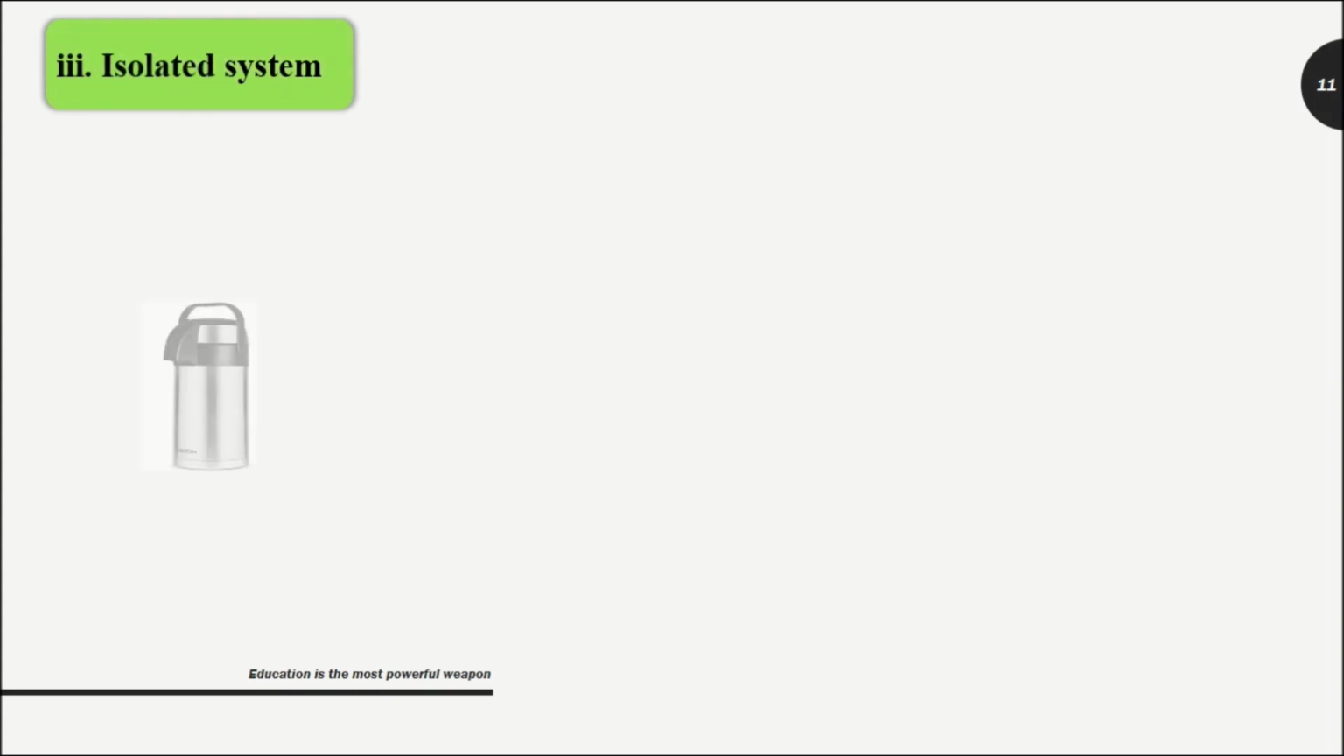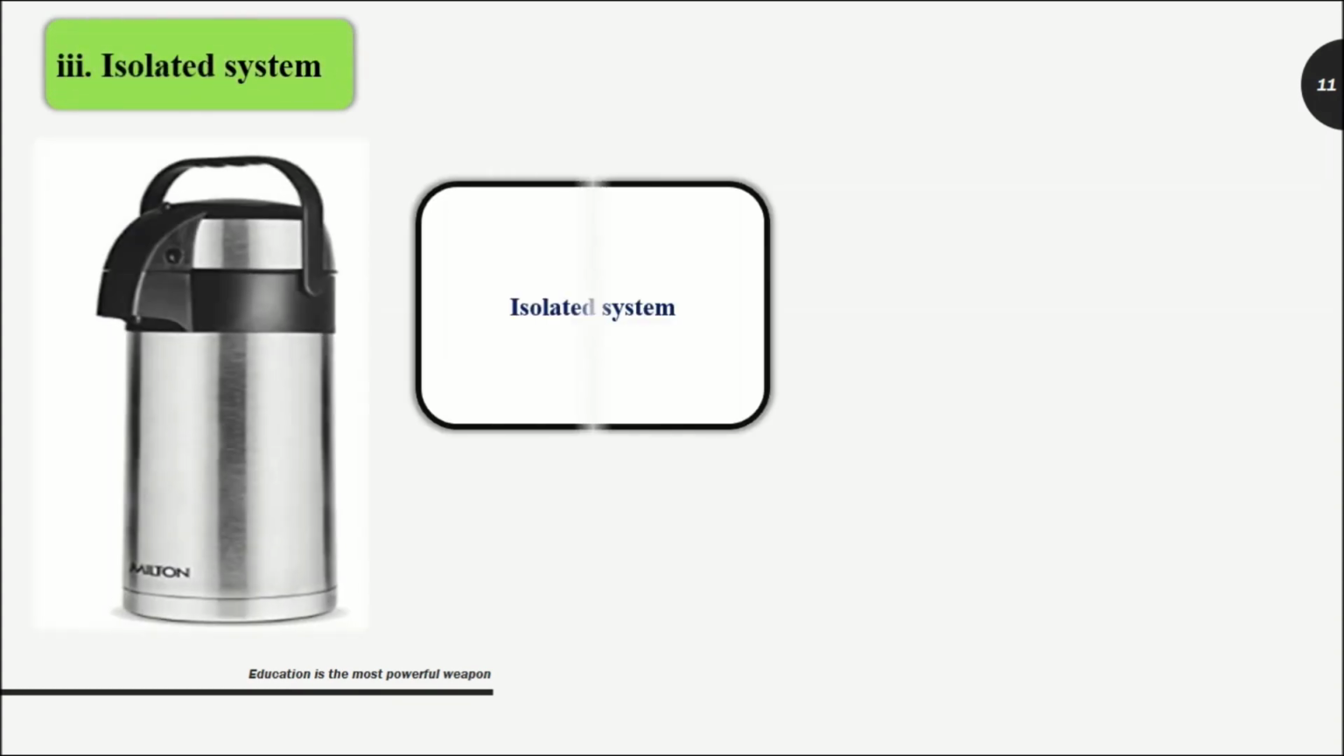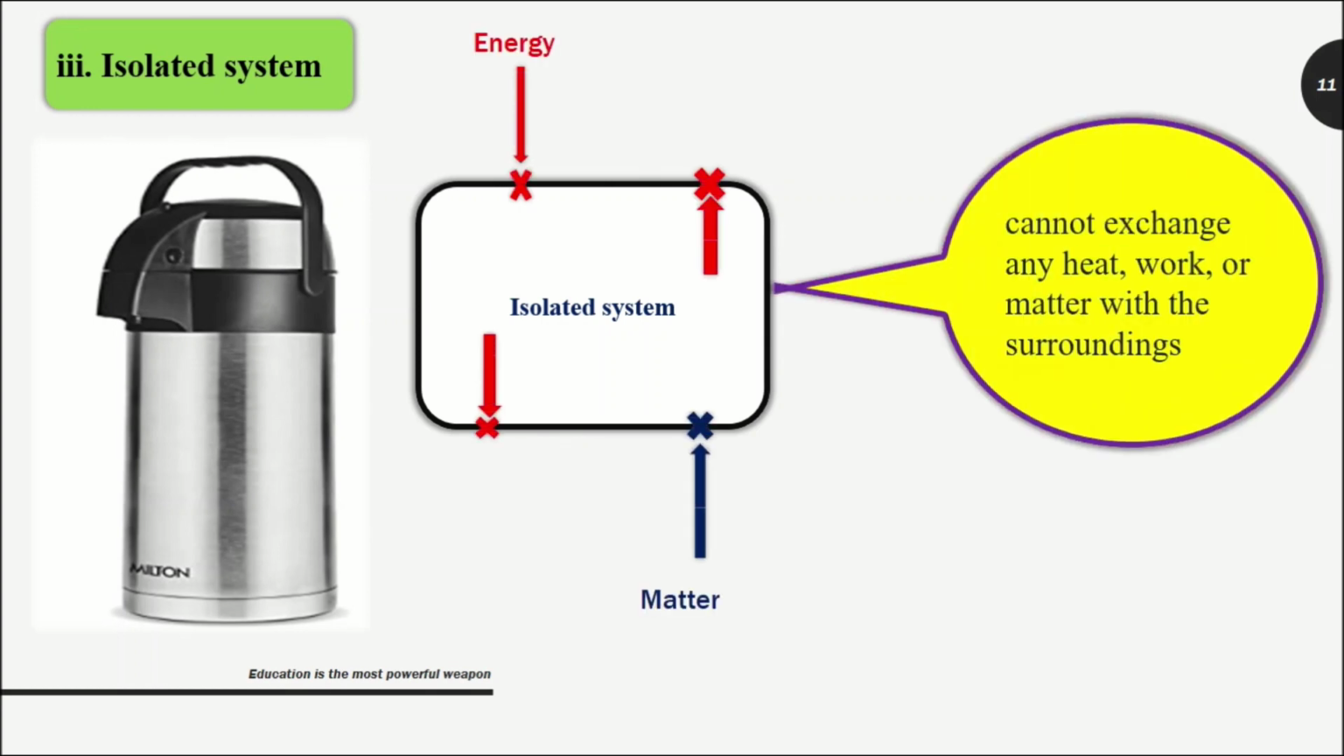Third, isolated system. A system that can exchange neither energy nor matter with its surrounding is called an isolated system. For example, the coffee kept in a thermos flask remains hot and the vapor also does not escape out. This is because neither matter nor energy can be exchanged with the surrounding. Hence, this is an example of an isolated thermodynamic system.